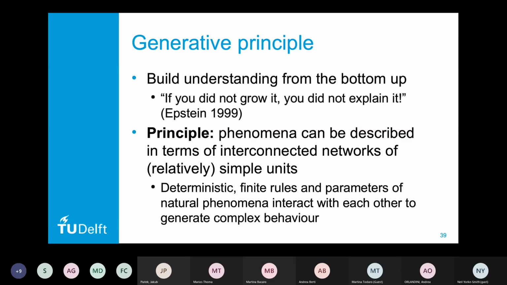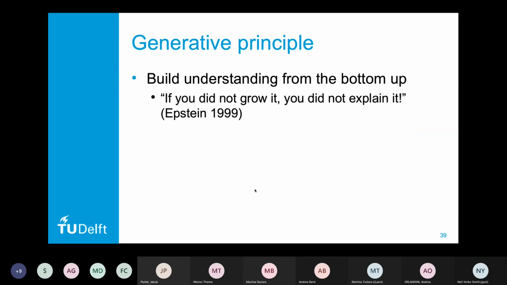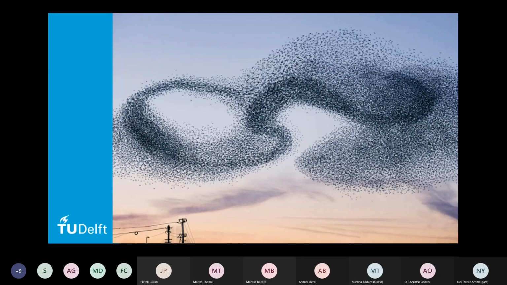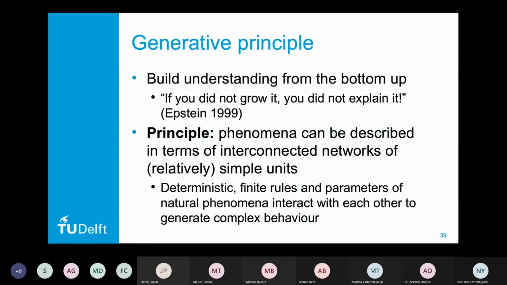Complex things we observe in the system can be described in terms of the interaction between simple units, agents we call them, the interaction between these networks. Often quite simple, determined finite rules end up with a complex behavior. So on the previous slide, when we had these birds, what each bird does is actually very simple, but these interactions between them, as I said, that's what gives the complexity. So this is the generative principle. Build understanding from the bottom up with the assumption that the complexity can come out of relatively simple rules of interconnected networks of agents.